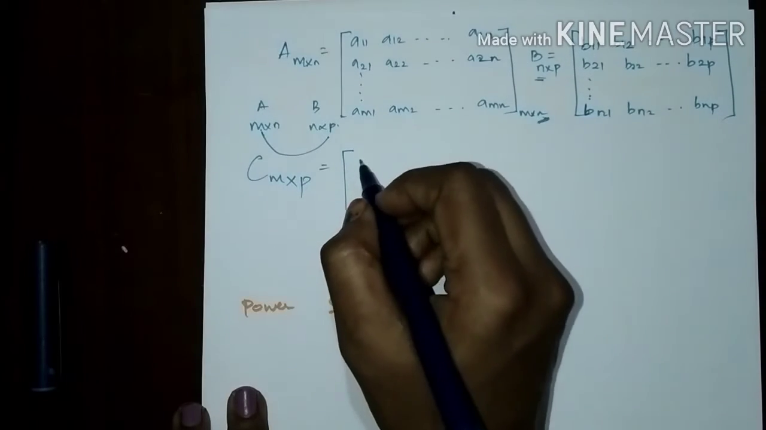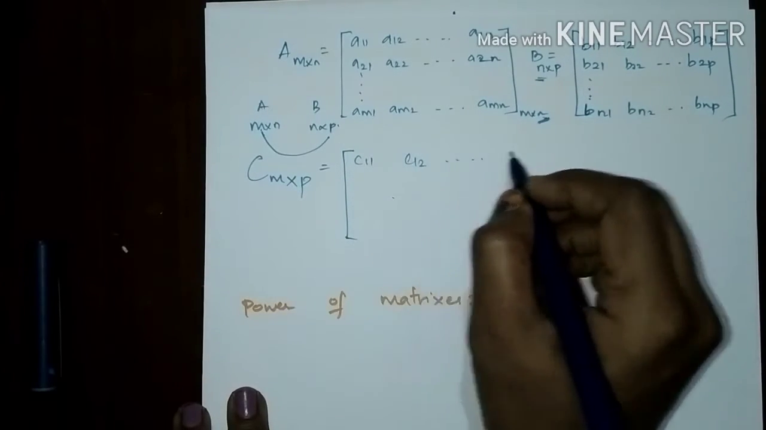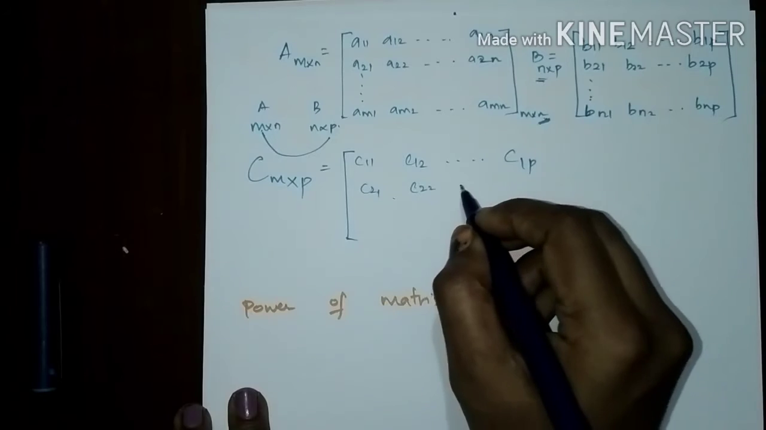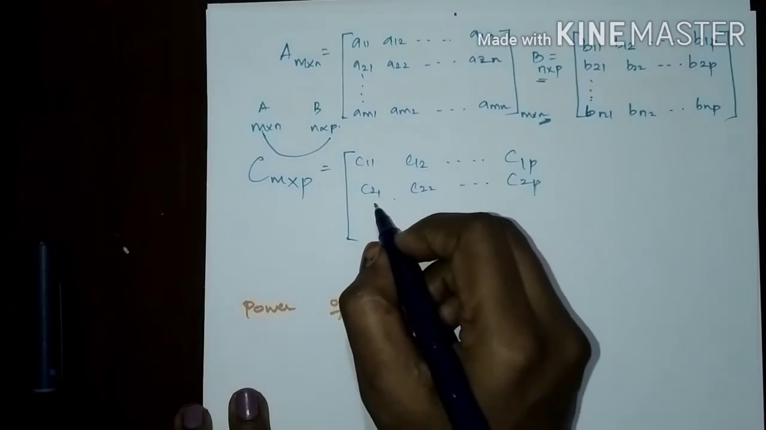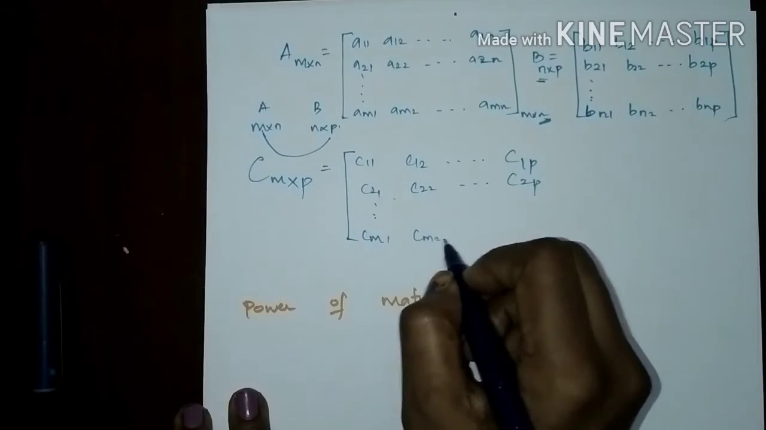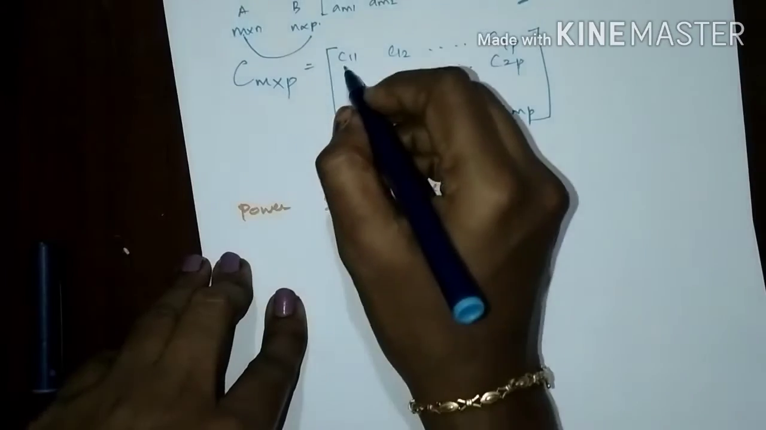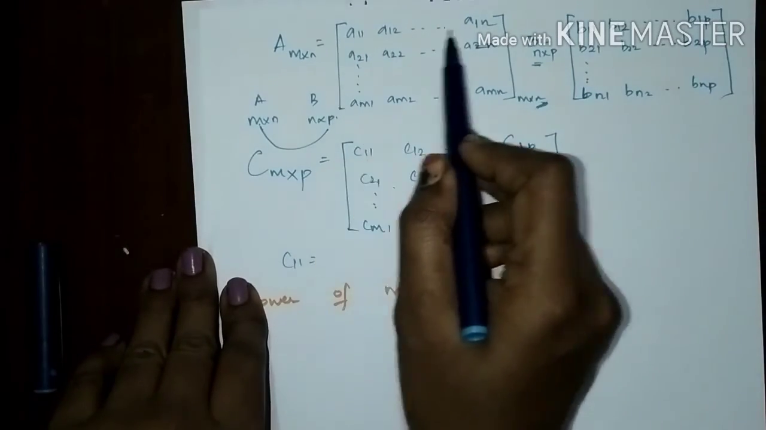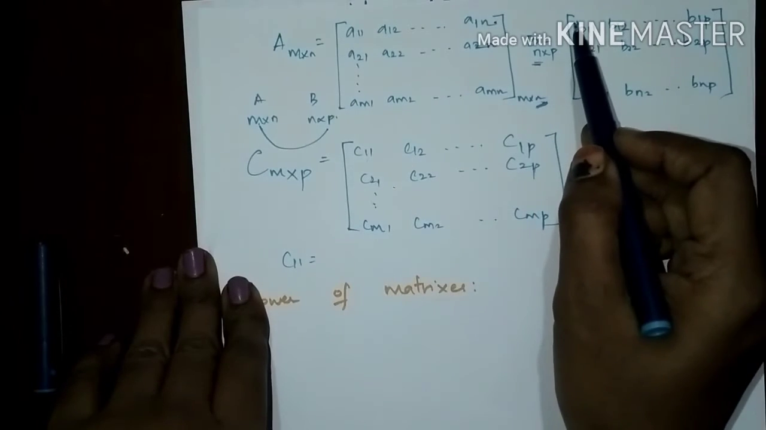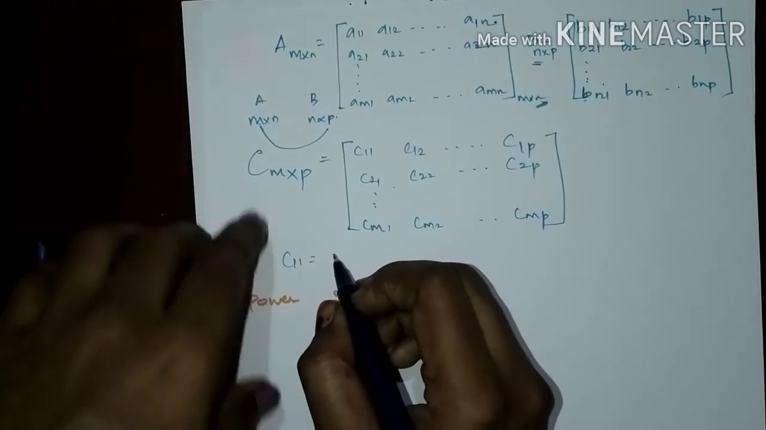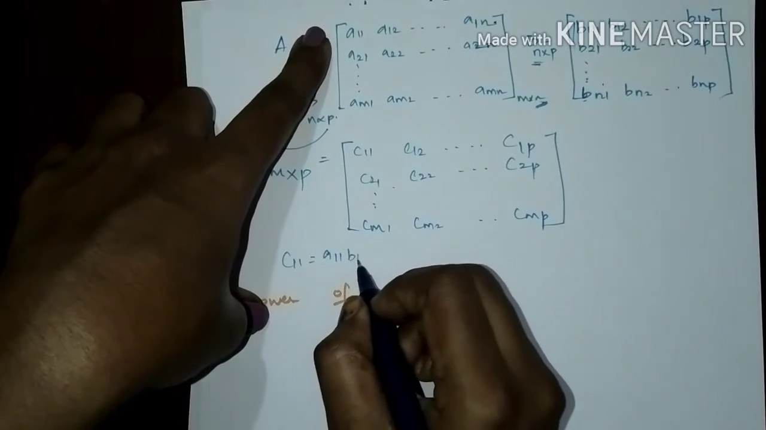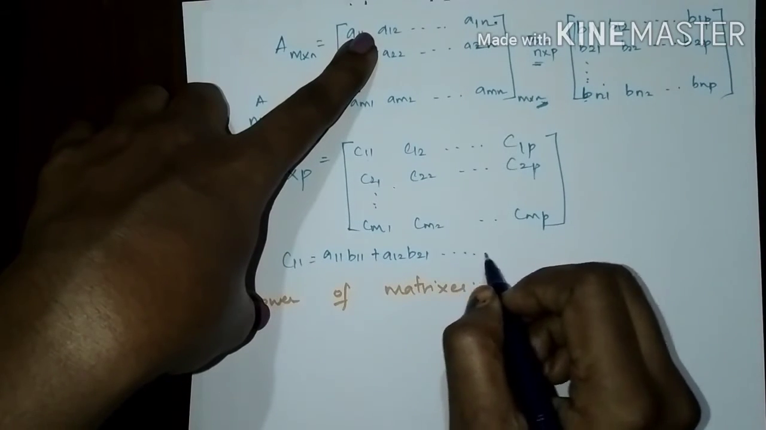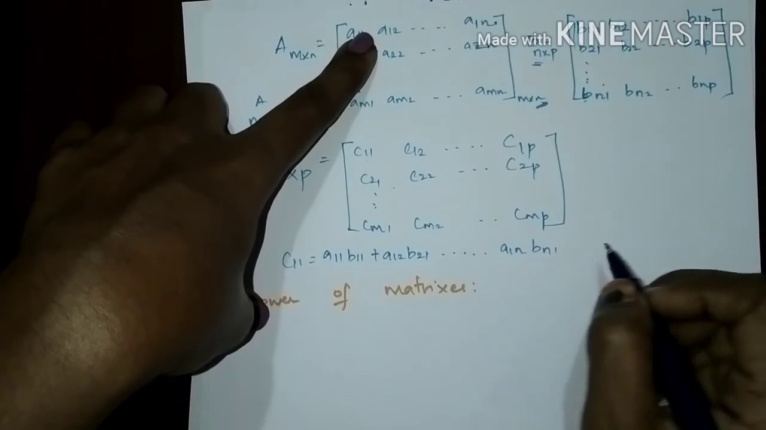Now the resultant would be C11, C12 to C1p, C21, C22, C2p, and the last element would be CM1, CM2, CMP. C11 can be got by multiplying the first row of the first matrix with the first column of the second matrix. So the element would be A11, B11 plus A12, B21, and the elements would go on to A1n, Bn1.